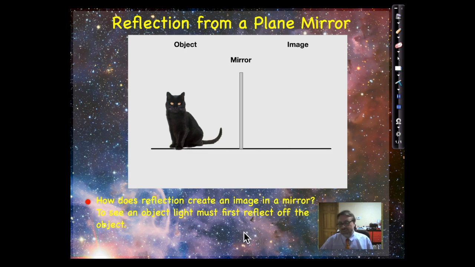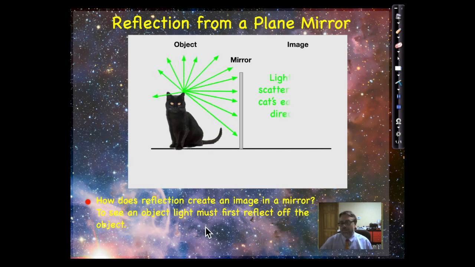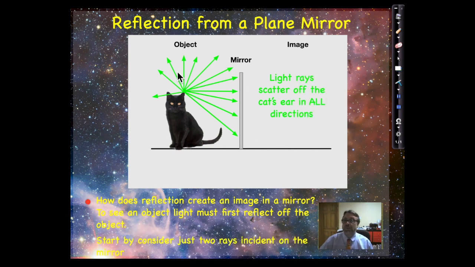Well, first I have to realize that if I am seeing an object, it means that light is bouncing off that object and into my eye. So consider, say, the ear of this cat. If I can see that, it means that light is bouncing off the ear, and some of that light will bounce in my eye. Some of this light will actually bounce in towards the mirror, but light is bouncing in all directions. If I'm standing back here, I'd see the cat. If I'm standing over here by the mirror, I'd see the cat.